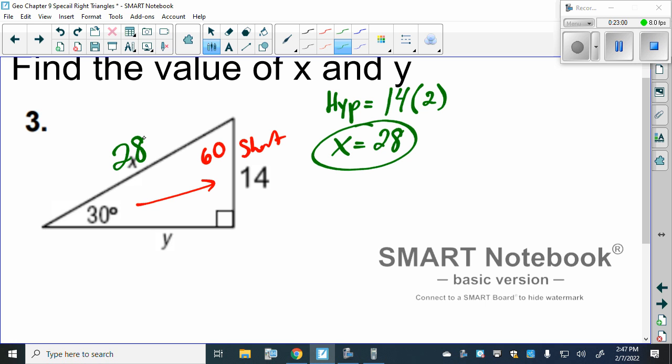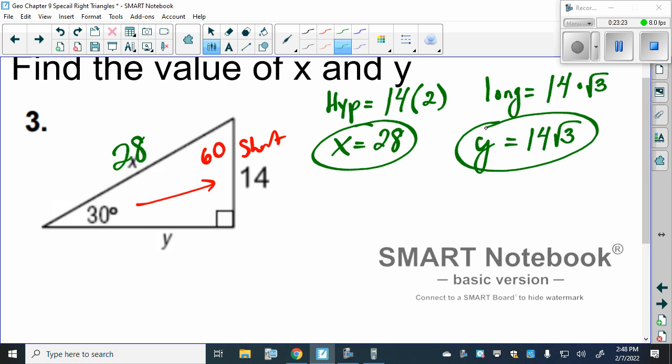The y is going to be 14 square root of 3. Exactly. Now the long side length, the side opposite 60, is going to be our short length of 14, and we're going to multiply it by square root of 3, which would be 14 square root of 3. And this would be the value of y, the long leg.